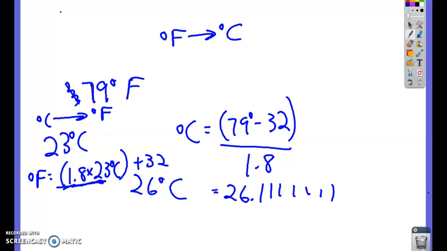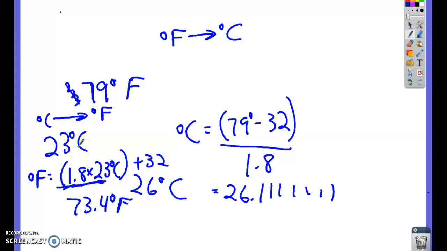So basically you're doing the opposite. Before you subtracted 32, now you're going to add it, and you're going to do it at the end. And before you divided by 1.8, now you're going to multiply by 1.8, but you do that first, okay? So it's just the reverse of the other one. And if you do that, the correct answer is, spoiler alert, here it's coming. All right, that is 73.4 degrees Fahrenheit, which makes sense because 23 is a little less than 26.